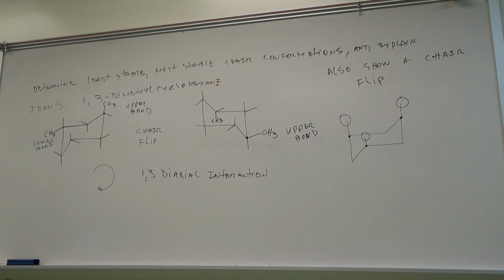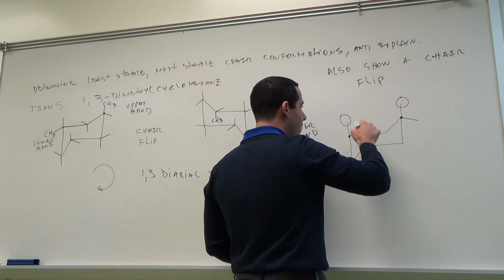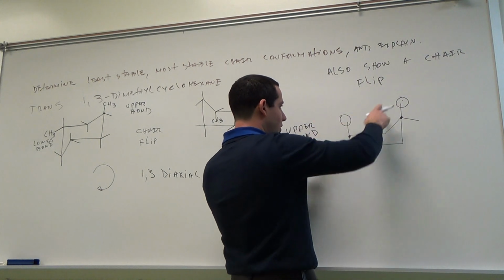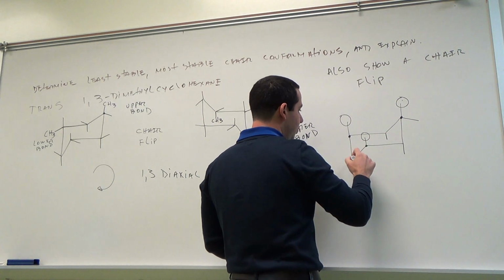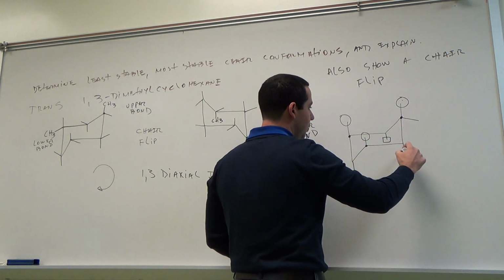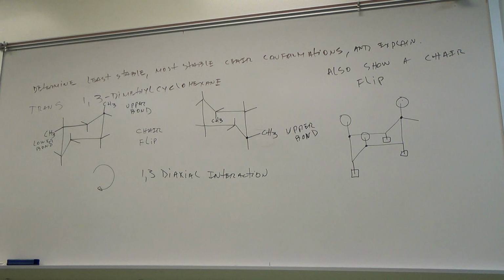Whatever groups are there will feel 1,3 diaxial interaction, no matter what they are. But the bigger they are, the more 1,3 diaxial interaction they feel. So you always want to place the biggest group in the equatorial position, so it does not feel 1,3 diaxial interaction. Is there more 1,3 diaxial interaction? Yes, there is, for the 3 that are on the bottom. So there's 3 on the top and 3 on the bottom. Whatever group is axial will always feel 1,3 diaxial interaction. Is that clear?